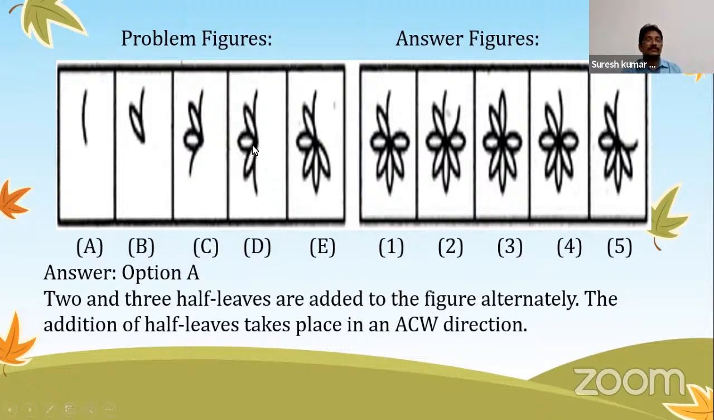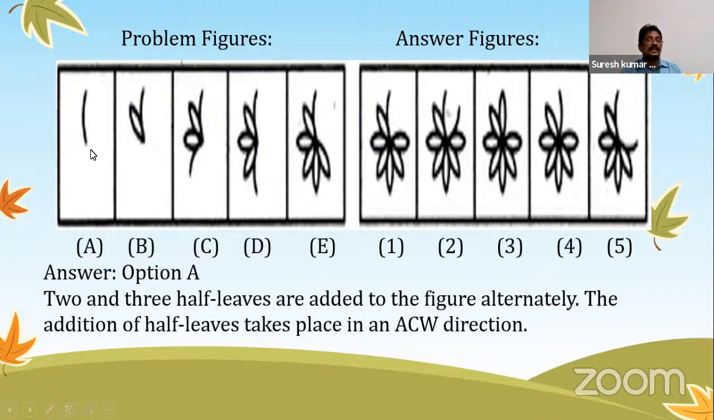This is over now. Okay. Now observe it. Here 2 leaves, here 3 leaves. So next, 2 leaves will come. So the figure should have 2 leaves added. So option A. Is it clear?